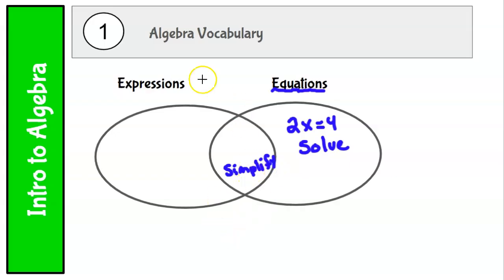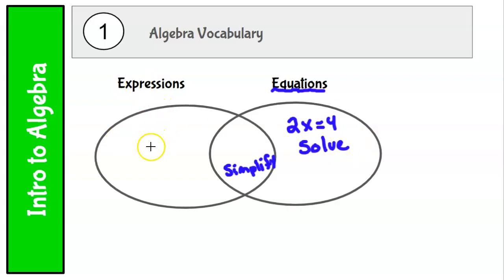Now, the other word that we're going to talk about here in just a second is simplify. So simplify can be both expressions and equations. Sometimes we need to simplify an equation in order to solve it. So simplifying and solving can both relate to equations, but we only simplify expressions.